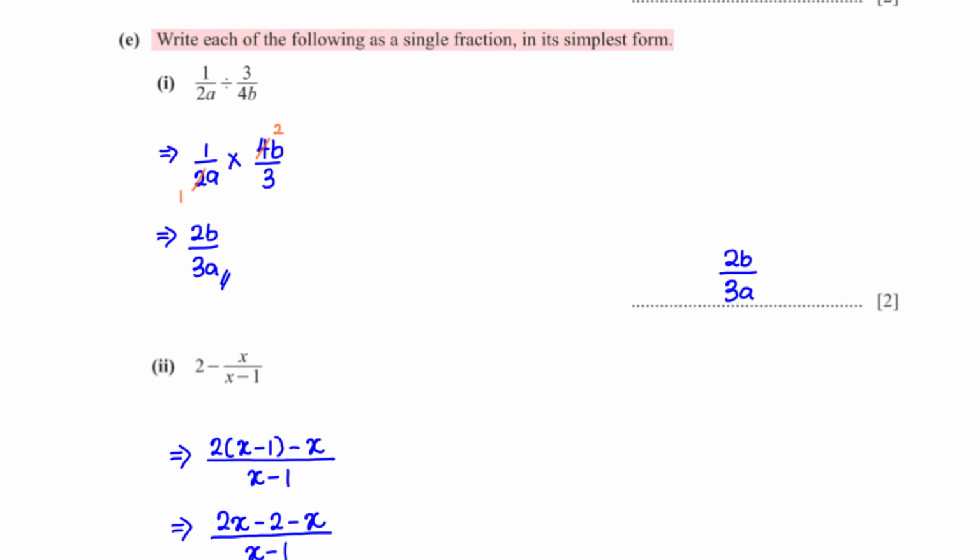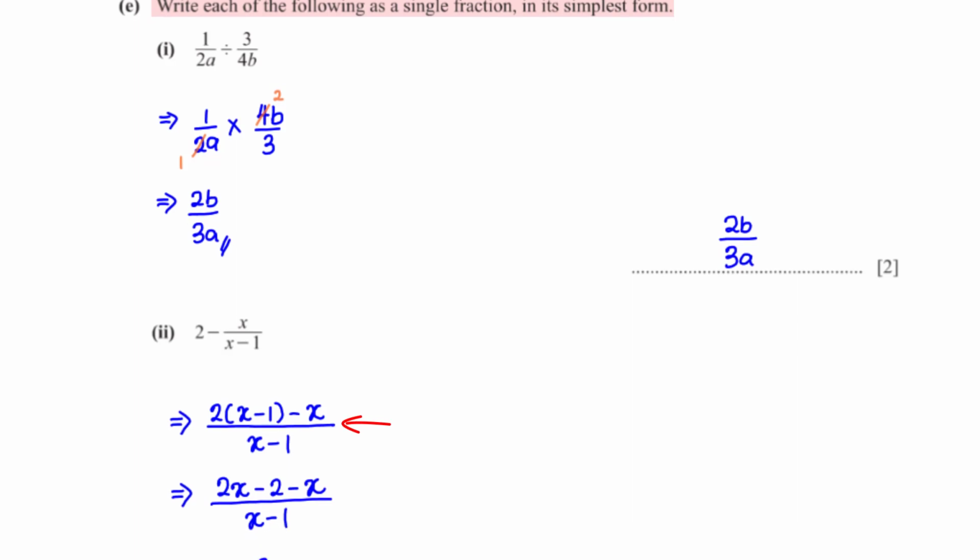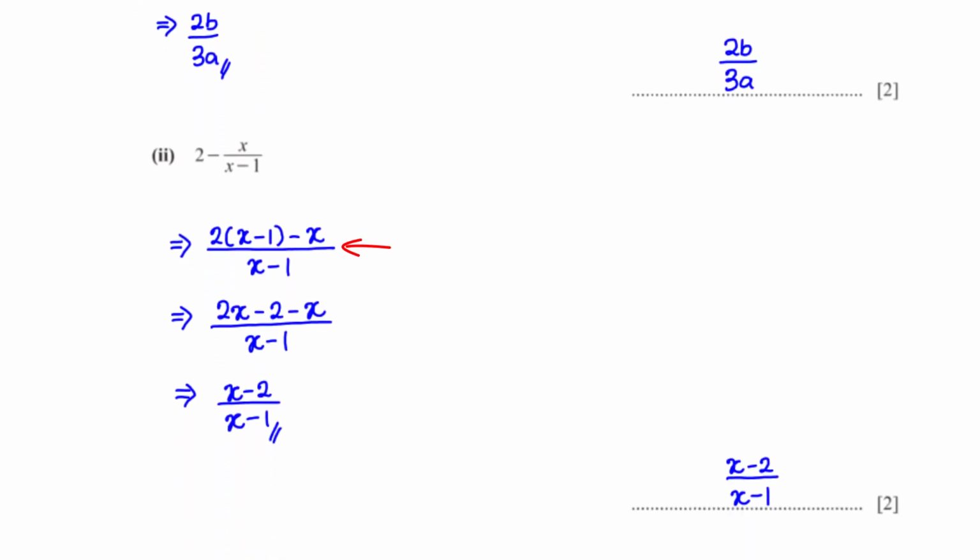2 minus x over x minus 1. 2 is the same as 2 over 1. And so the LCM here is 1 times x minus 1, which is x minus 1. Since we multiplied the denominator of 2, which is 1, by x minus 1 to get the LCM, we also need to multiply 2 by x minus 1.